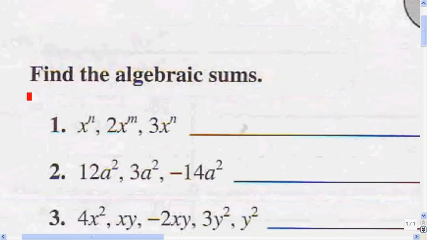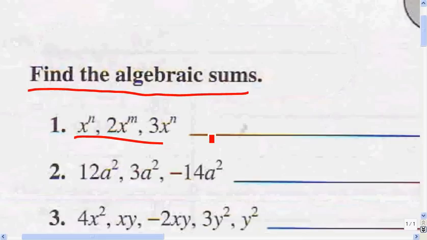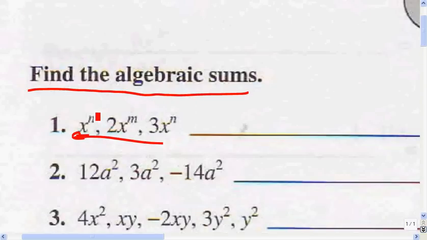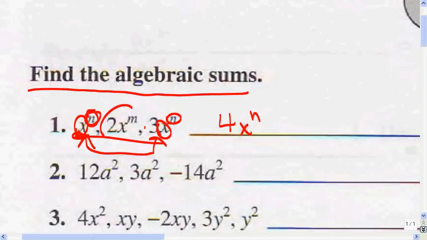So the directions here tell us find the algebraic sum. That means that they want us to add these. Okay, remember what we learned. You can only add terms that have the same variable and the same exponent. So we're going to be able to add these two because they have the same variable and the same exponent. That's going to give us 4xn. And this one, we're not going to add it to anything since there's no sign. We know it's positive, so we're just going to write 2xn. Okay?